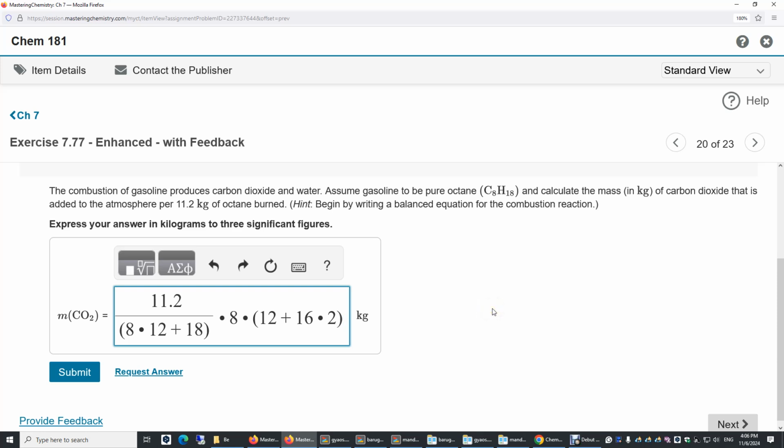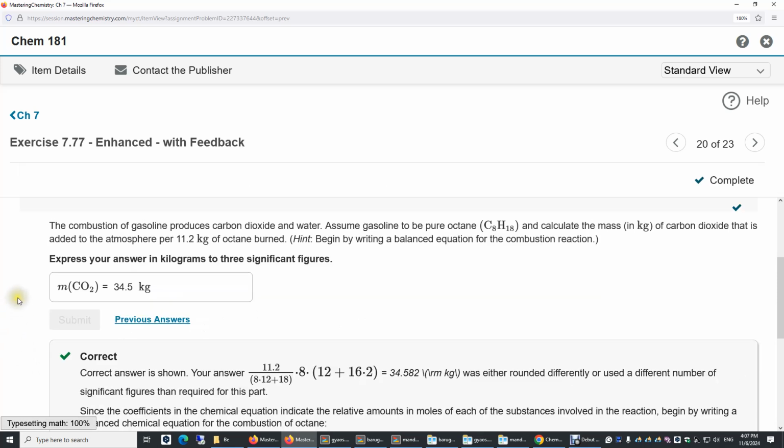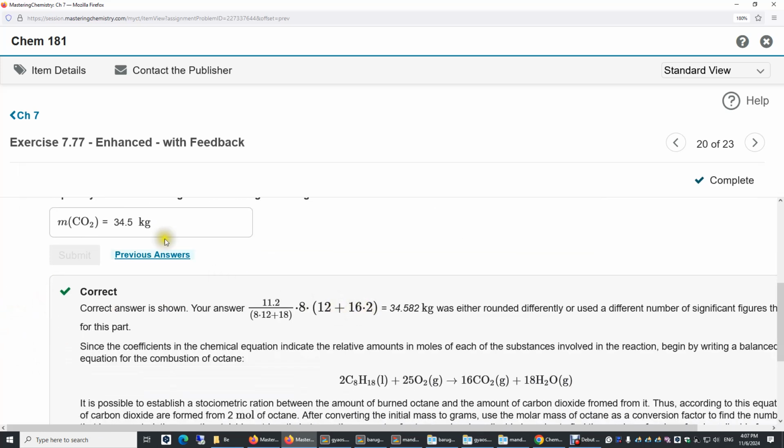Again, we don't have to balance the combustion reaction because we know there's a 1 to 8 ratio between the number of moles of octane and the number of moles of CO2. That's it. This is the molar mass of CO2. This is the molar mass of octane. All right, so yeah, we got the correct answer by entering the proper expression.